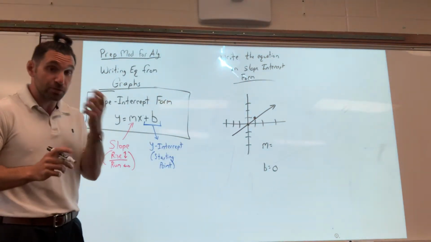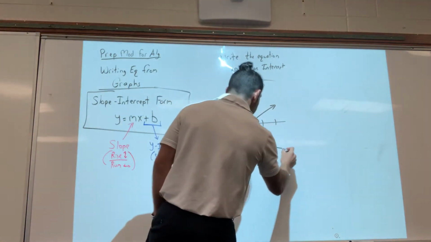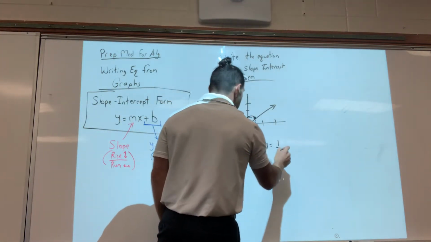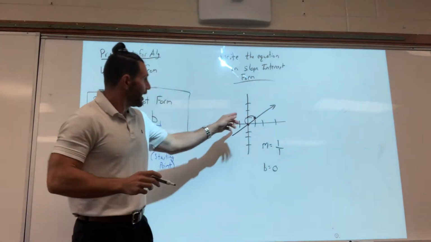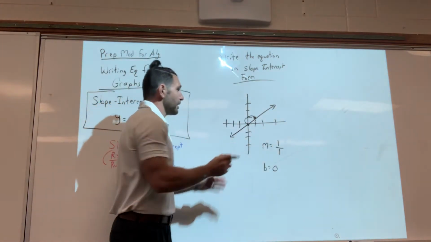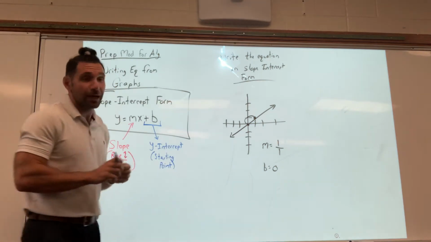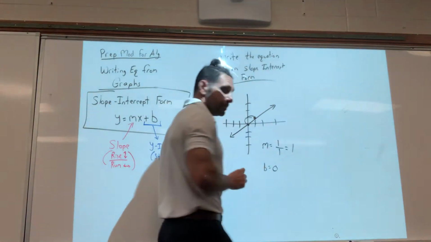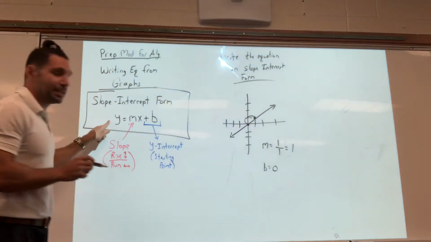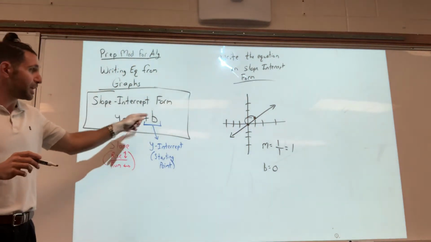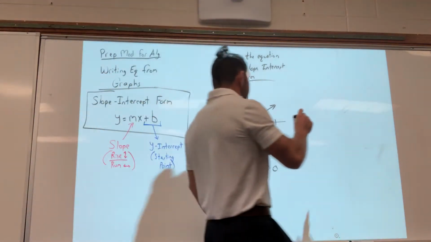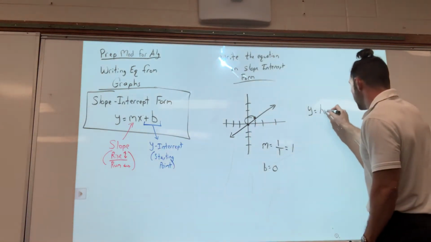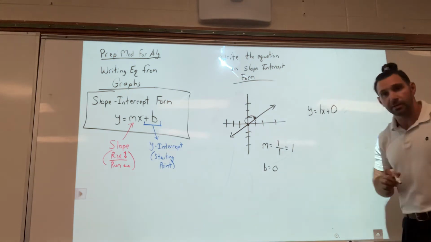My slope is rise over run. So I know it's going to be a fraction. My rise goes up 1, my run goes up 1. From here, does that make sense? Is it positive? Well, yeah, it's going from left to right uphill, so my slope is 1 over 1. Or it could just be 1. Now I need this. Y equals mx plus b. The equation is now y equals 1x plus 0.